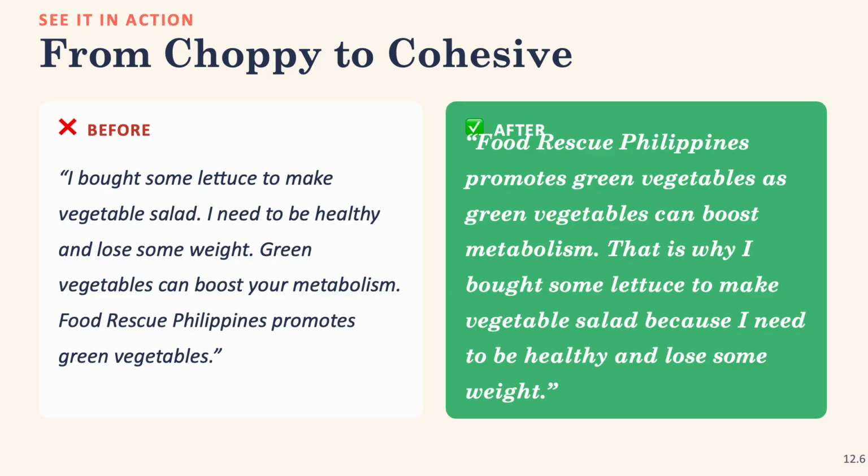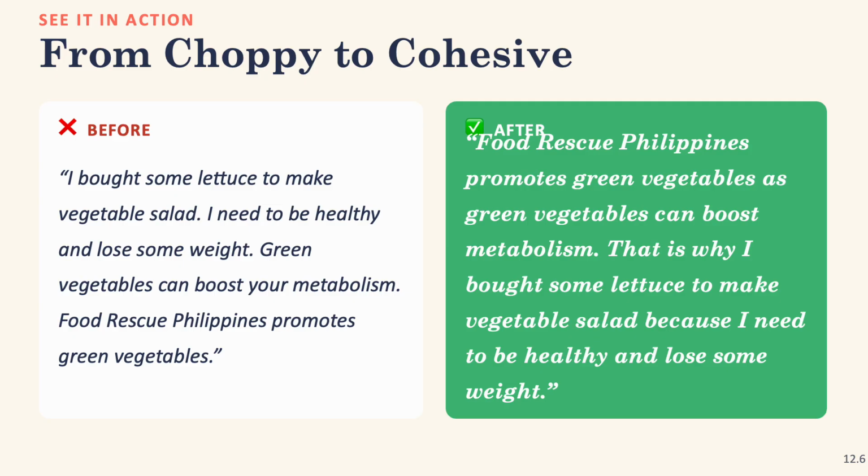Let us see what happens when sentences are not properly connected. Consider this paragraph. I bought some lettuce to make vegetable salad. I need to be healthy and lose some weight. Green vegetables can boost your metabolism. Food Rescue Philippines promotes green vegetables. The paragraph contains information, but the ideas sound separate or choppy.